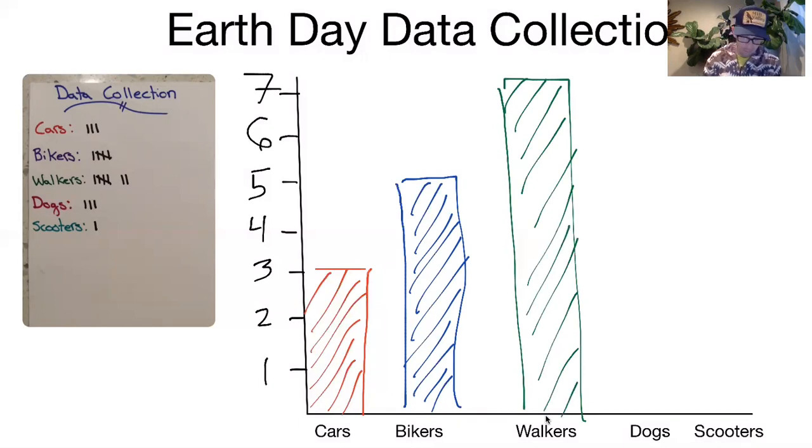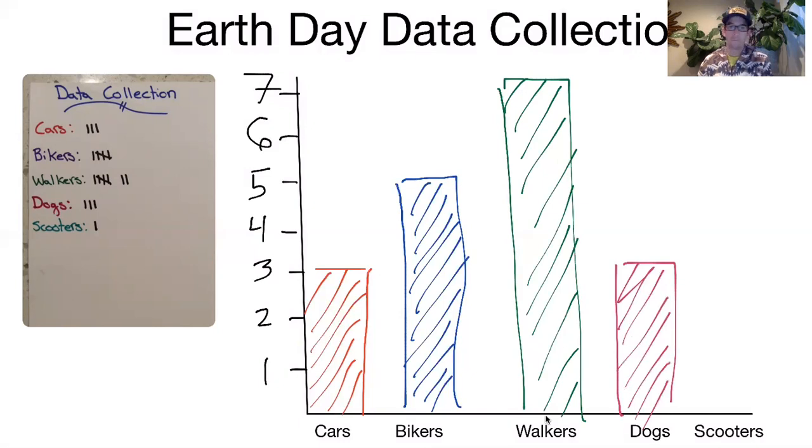Moving on, this was my favorite one to keep an eye out for. I saw 3 dogs while I was out on my walk. And last but not least, I saw 1 child who was scootering. Okay. So here is my bar graph of my Earth Day data collection.